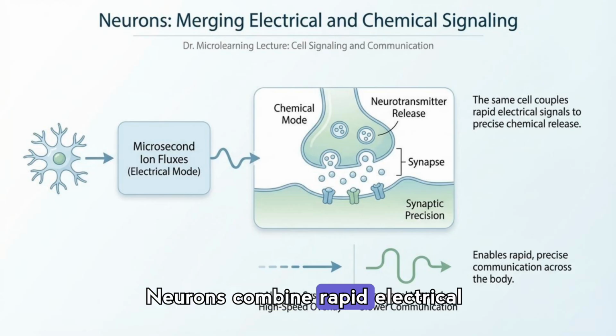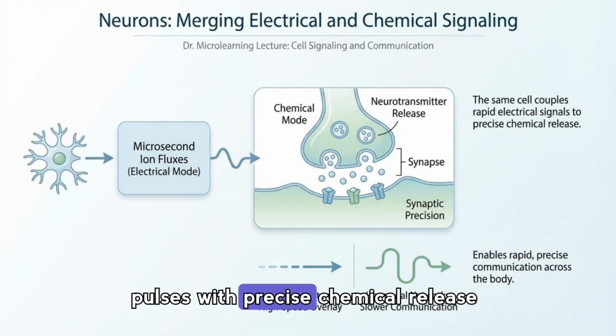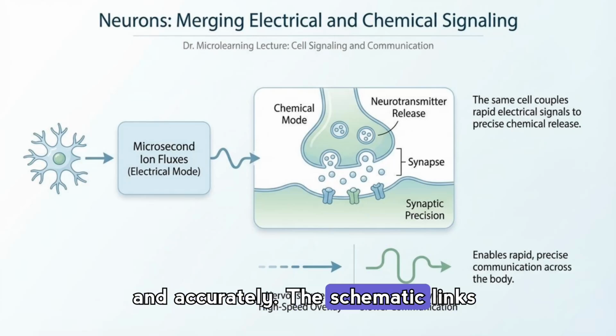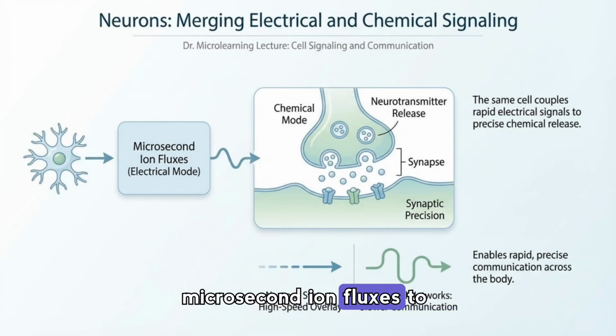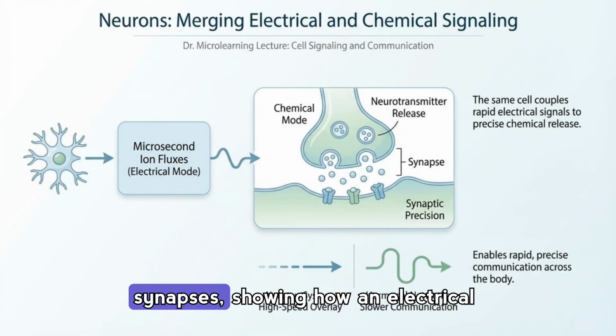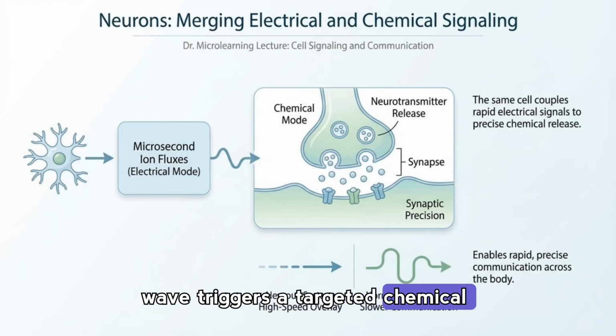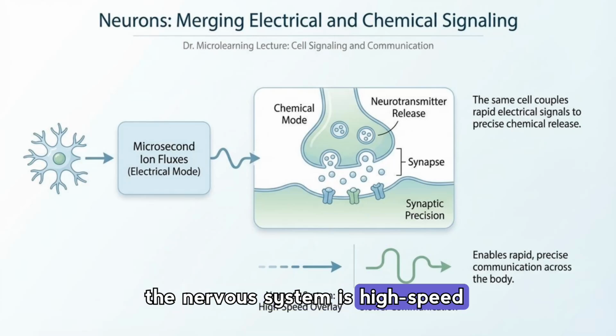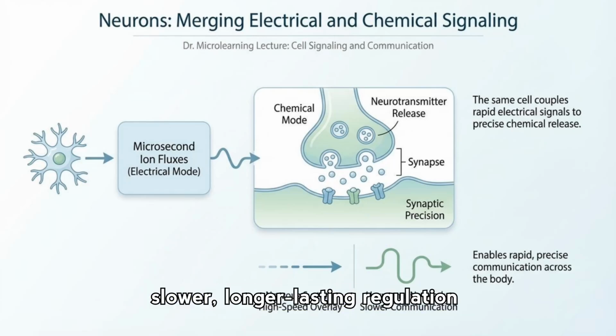Neurons combine rapid electrical pulses with precise chemical release to communicate exceptionally fast and accurately. The schematic links microsecond ion fluxes to neurotransmitter release at synapses, showing how an electrical wave triggers a targeted chemical burst. This dual mode explains why the nervous system is high speed, while hormonal networks provide slower, longer-lasting regulation across the body.